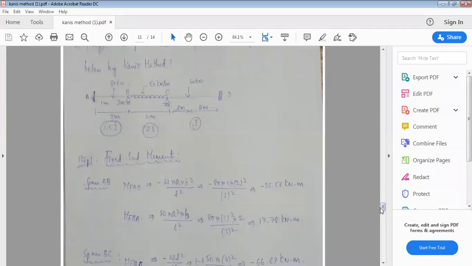Whenever we are doing Kani's method for continuous beams, the first step is to find the fixed end moments. In the second step, we will calculate the rotation factor. Rotation factor is nothing but half of the distribution factor with a negative sign. In distribution factor you have k by summation of k, whereas in rotation factor we have minus half of k by summation of k. So if you know the distribution factor, rotation factor will be minus half of distribution factor. That is the second step.